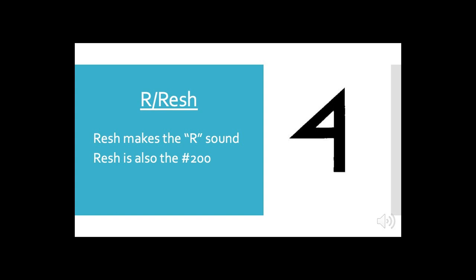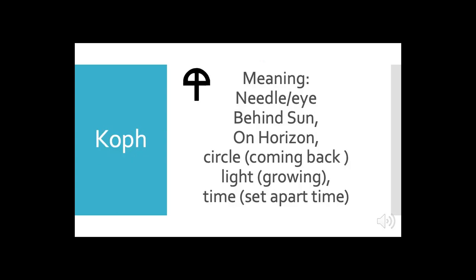We're going to go back to koph, and we know that the main meaning is needle eye, like the eye of the needle. Its additional meanings or concepts are behind, sun on the horizon, circle, as we talk about how the year circles around to come back to the appointed times every year. It's a continual circle of going back through the appointed times. Light, as in growing lighter at the beginning of the day. And time, set apart time.